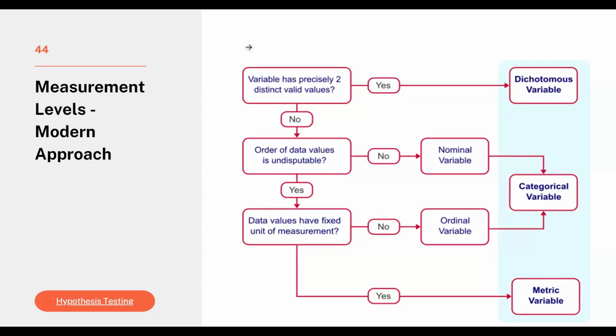Dichotomous variables are mainly used in chi-square tests, logistic regression, and binary classification models. These kinds of statistical tests need a dichotomous variable.